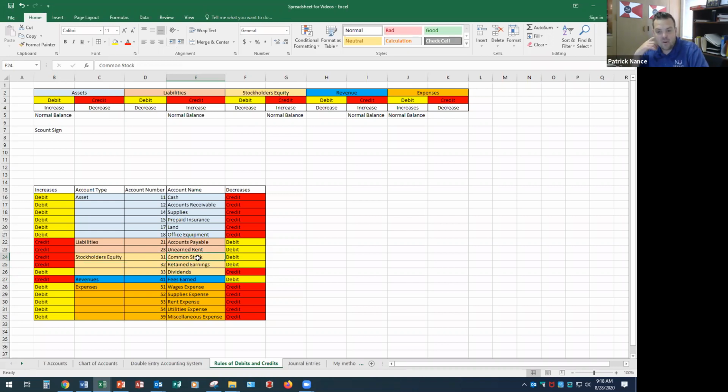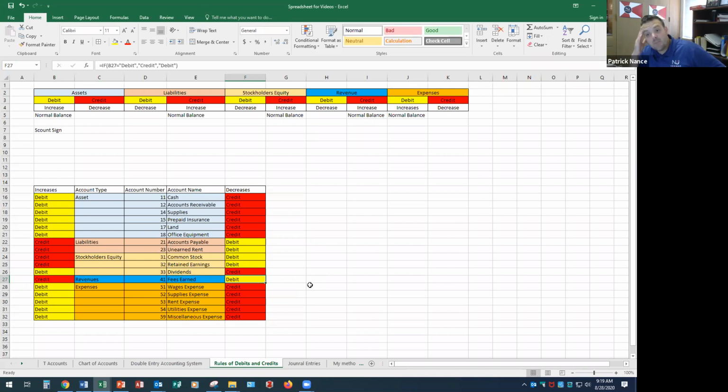Not to skip ahead too far, but expenses work the same way. An increase in an expense account means I'm spending money or costs are incurred. And so an increase in an expense account is a debit because it is a decrease in stockholders' equity, and stockholders' equity is increased with a credit. So it's got to go the opposite direction. Revenues, on the other hand, when I bring revenues in, those are an increase in stockholders' equity, so they follow the same rules as stockholders' equity in general, which is an increase with a credit and a decrease with a debit.